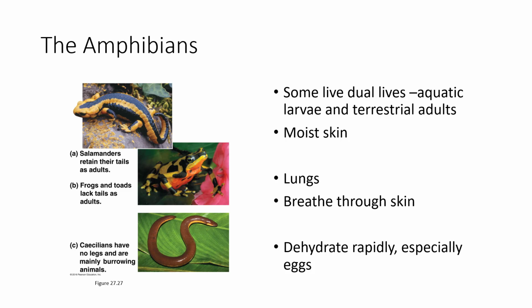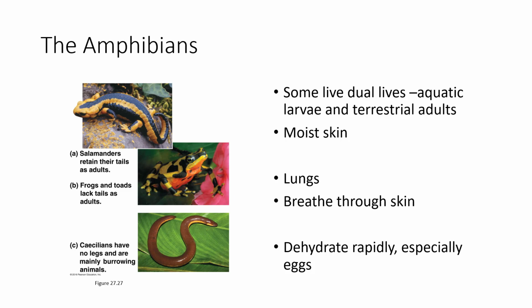That does mean they still have to be close to the water because that's where their larvae are going to live. They have moist skin, which tends to dehydrate kind of rapidly. They do have lungs, which allows them to breathe full time on land, but they can also breathe through their moist skin, which is a great adaptation because it's harder to drown a frog than you would think.